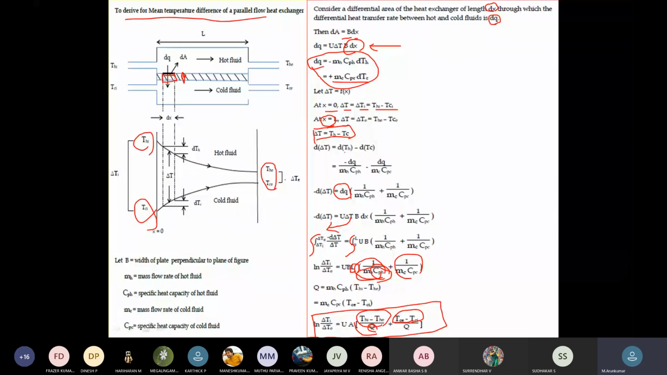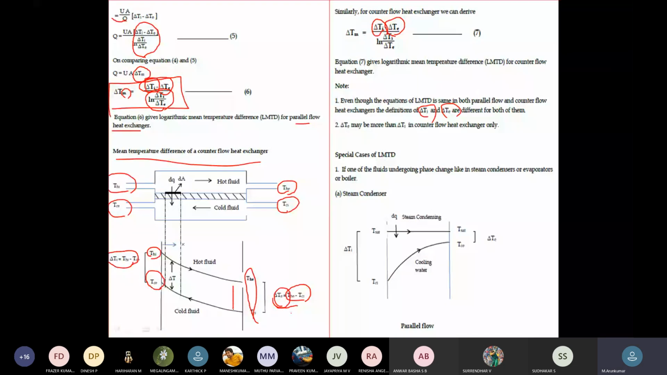So actually this is less, right? This is less, and this is more. Then there are some special cases in this logarithmic mean temperature difference.